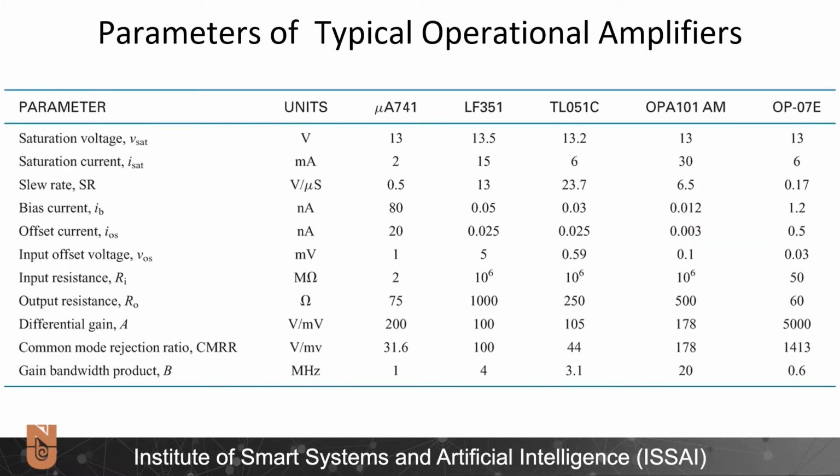Here we see different parameters of certain operational amplifiers. We can find these parameters in the datasheets, and we will be learning how to incorporate these types of parameters into the models of the operational amplifiers. For instance, these are the bias currents, offset currents, and also other parameters such as common mode rejection ratio and gain bandwidth.